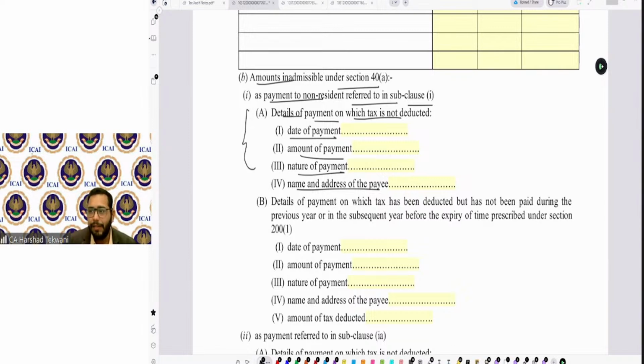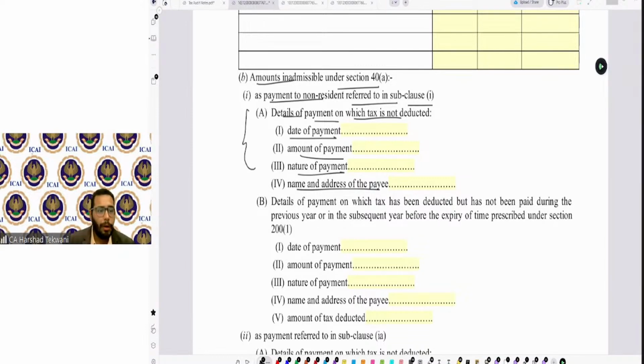So if any details are being maintained by the assessee with respect to the payments made to non-residents, then we are required to verify those particular records on which the tax is not deducted. If we talk about the relevant section, that is Section 40A(i), which talks about 100% disallowance attracted with respect to the sum paid or payable to a non-resident.